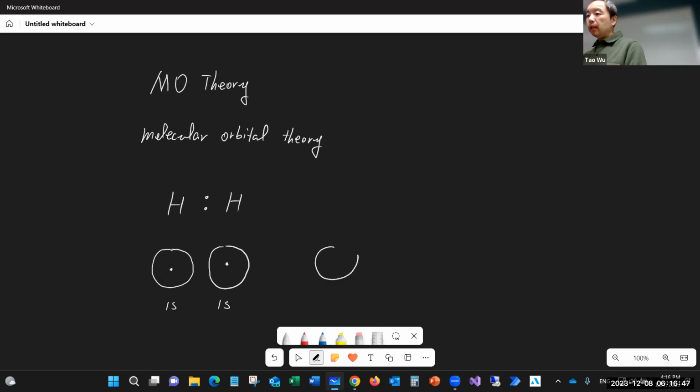When they combine together, they have an overlap. Two 1s orbitals combine and overlap together, and this overlap area is what we call a bond. So generally, this is the essential part of the MO theory. If we have orbital overlap, then a bond is formed. It's because of the overlap.